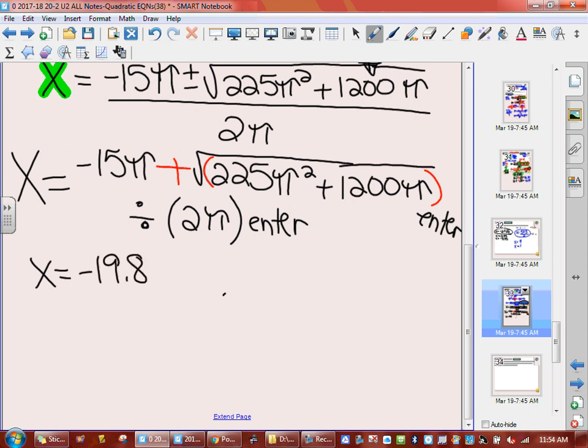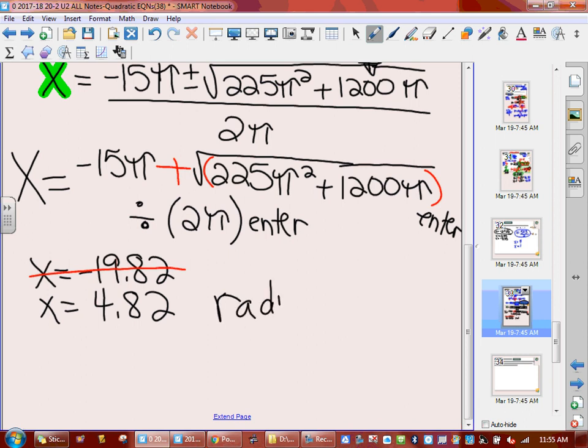Did I even have to find the negative one? For problem solving, can I have a negative radius of a circle? Never. You can never have a negative radius. So when we do problem solving, we do not consider the negative answer. We only consider the positive answer. So we would say the radius is 4.82. Okay, and that's centimeters for our unit.